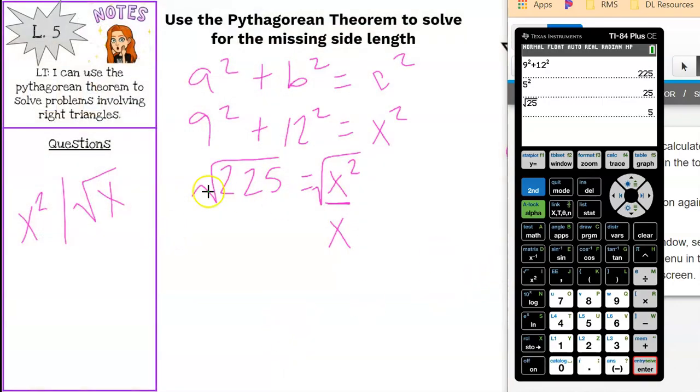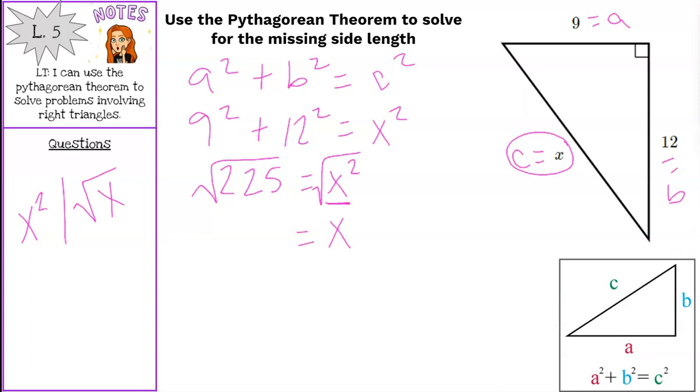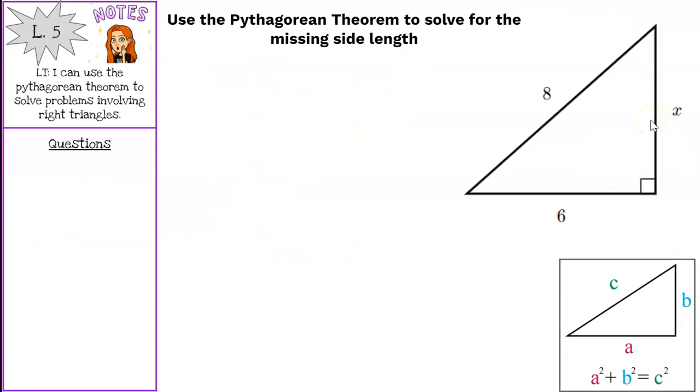And then we take the square root of 225. To get a square root, we're going to hit the blue button. We're going to hit that x squared button that we've been using to square. And we're going to put 225 and press enter, and we get 15. So x equals 15. Let's do one more example.